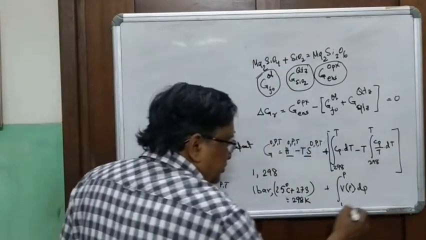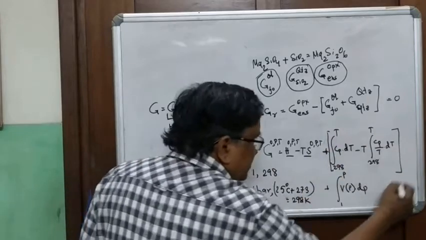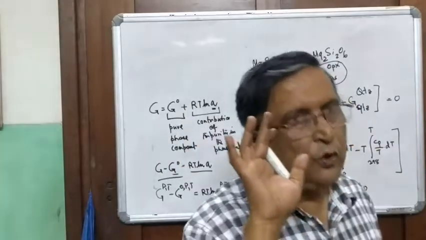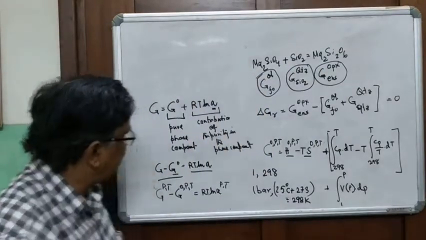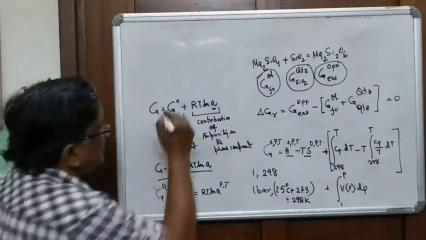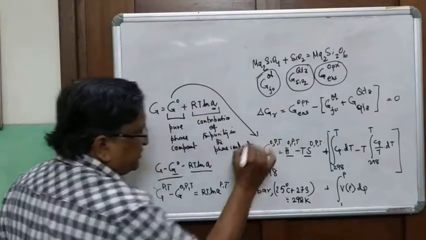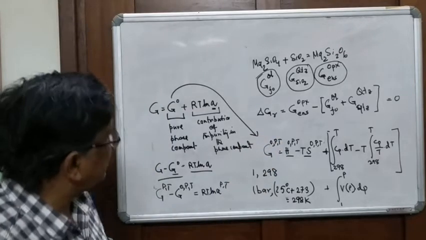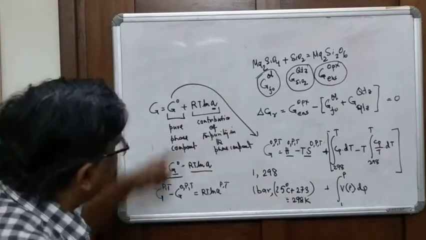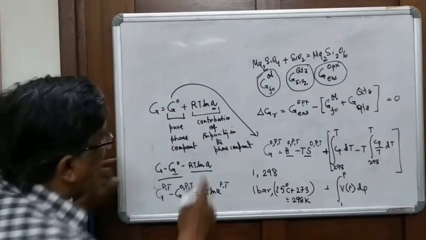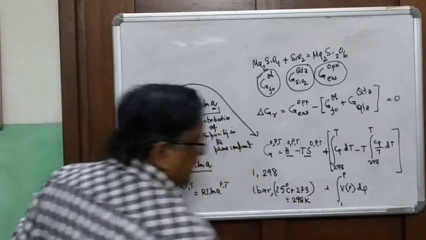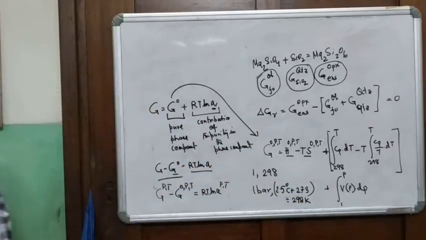If you do this, then your G0 PT is equal to this. This expression is G0 PT. I have written this obviously for a pure phase. If it's an impure phase, this RT ln a should be added here as plus RT ln a, if it's not a pure phase.